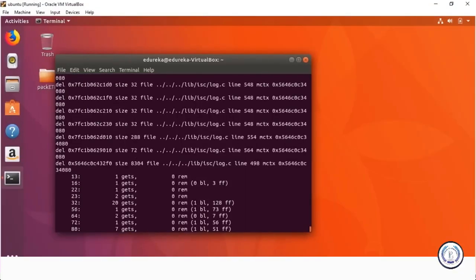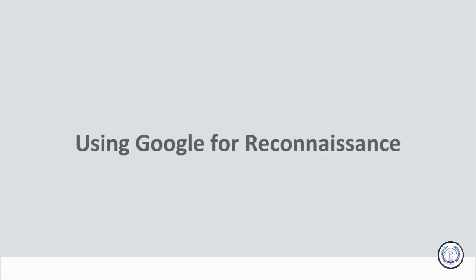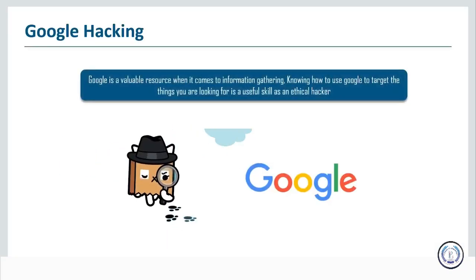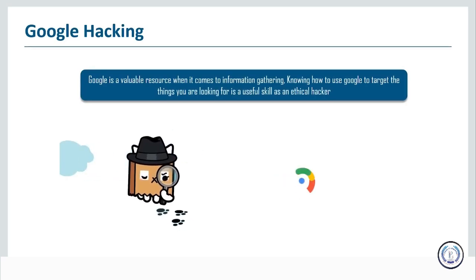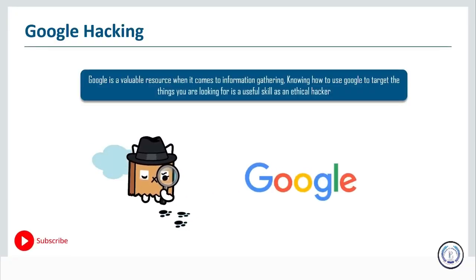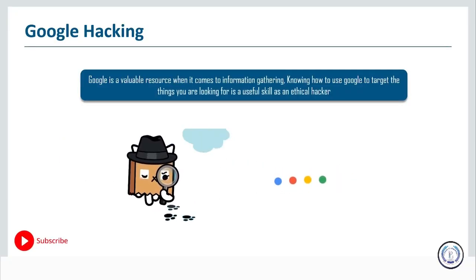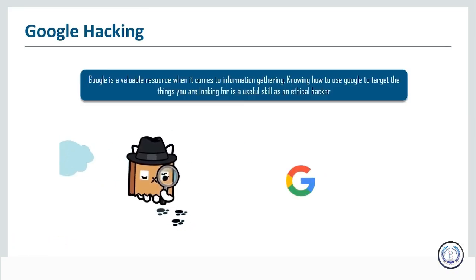Okay, so that was all about finding network ranges. Now moving on to our next topic is using Google for reconnaissance. Now some people also call this Google hacking. Now, if you know how to use Google to exactly target and find what you are looking for, Google is an excellent tool for reconnaissance purposes. And today I'm going to show you how you could use Google exactly for your searches.